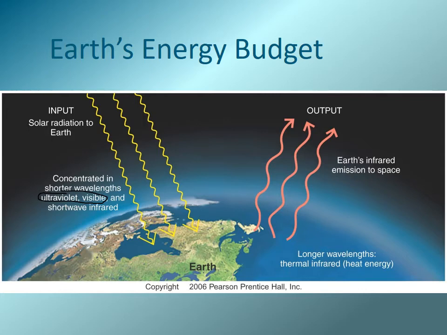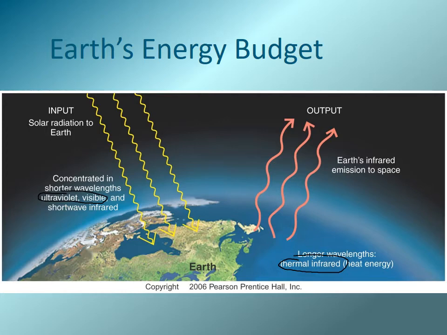The Earth, because it's much cooler than the sun, emits longer wavelengths, typically in the thermal infrared part of the spectrum. So there's a correlation here. The hotter something is, the more energy, the more radiation it will emit, and that radiation tends to be of a shorter wavelength compared to a cooler body.